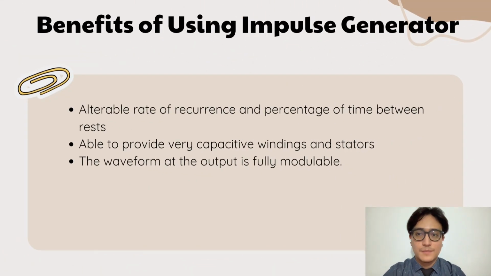As for the benefits of using an impulse generator, first, it has an alterable rate of recurrence and percentage of time between rest. The second one is that it is able to provide very capacitive windings and status. And the last one is that the waveform at the output is fully modulable.